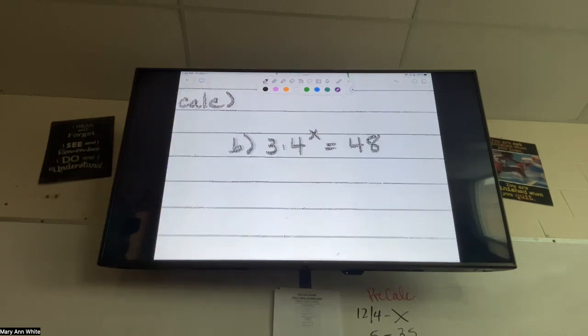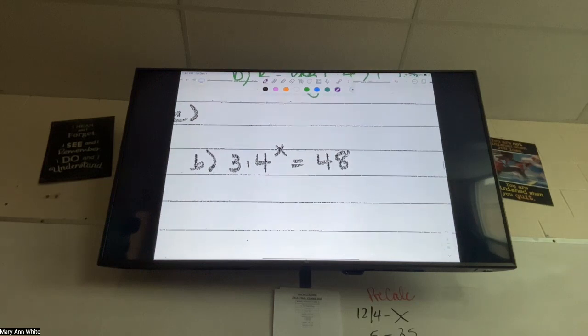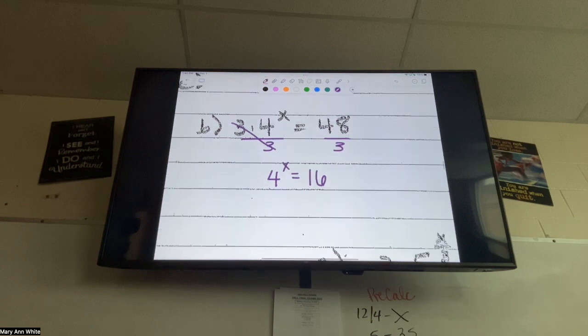Letter B, I've got 3 times 4 raised to the x. I'm gonna get rid of that 3 by dividing it from both sides. You want it to just be a number raised to a power equals everything else. So we're gonna get rid of that 3 by dividing it from both sides. So 4 to the x is going to be equal to 16. And that's gonna be 2. Very good. X equals 2. Just to keep what I was doing, 4 to the x equals 4 squared, so x equals 2.